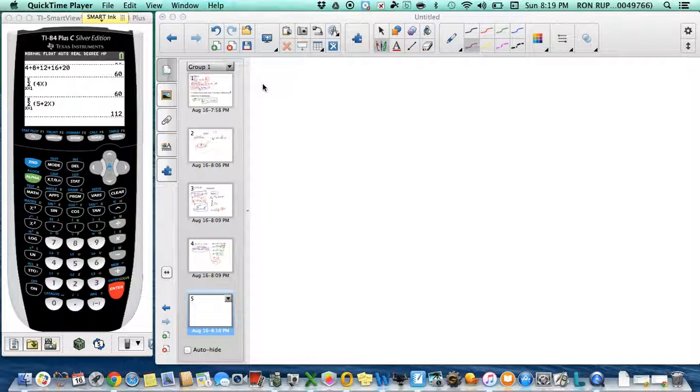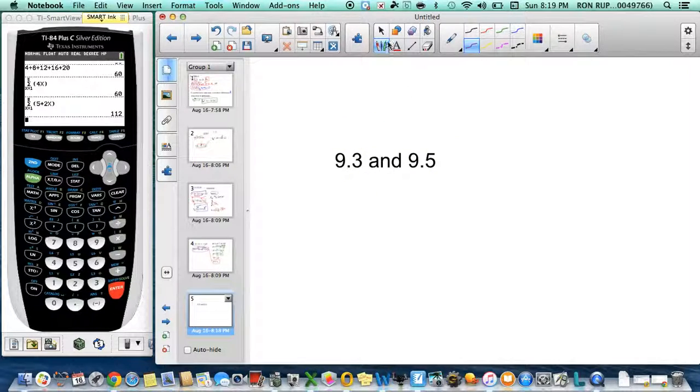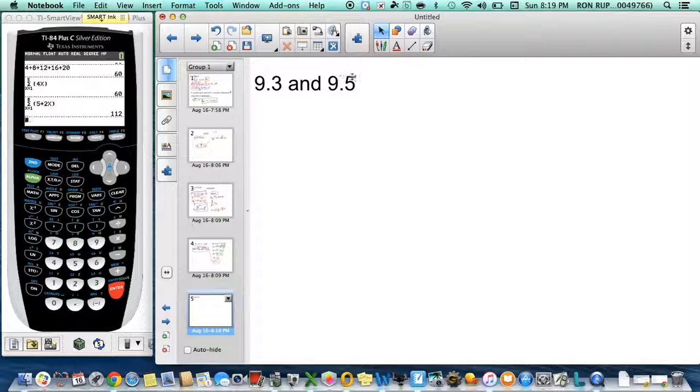Okay, so this is part 2 in the review. We're going to cover 9.3 and 9.5, which is, if you remember, geometric sequences and series.